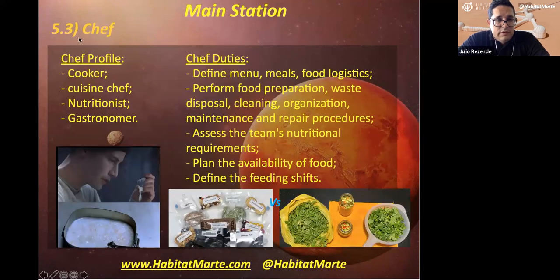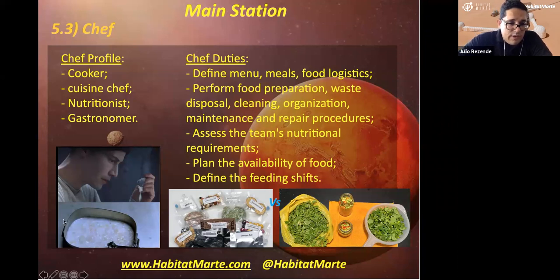The third position is the chef. Okay, the chef is supposed to be a cook or cuisine chef or nutritionist or gastronomer. And some duties are to define the menus, the meals, and the food logistics, perform food preparation, waste disposal, cleaning, organization, maintenance, and repair procedures. Also assess the team's nutritional requirements, plan the availability of food, and define the feeding shifts.